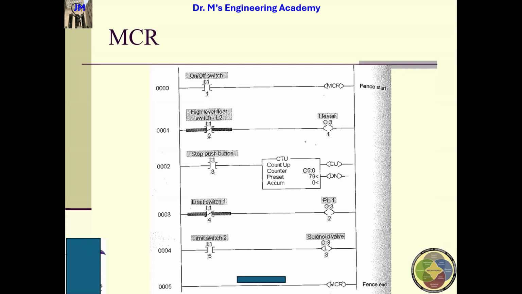If this switch gets activated on this rung, the heater's going to trigger. The stop push button's activated or deactivated. That's going to cause the count up to register for the countdown. Same for the limit switch, and I'm not sure what that is.